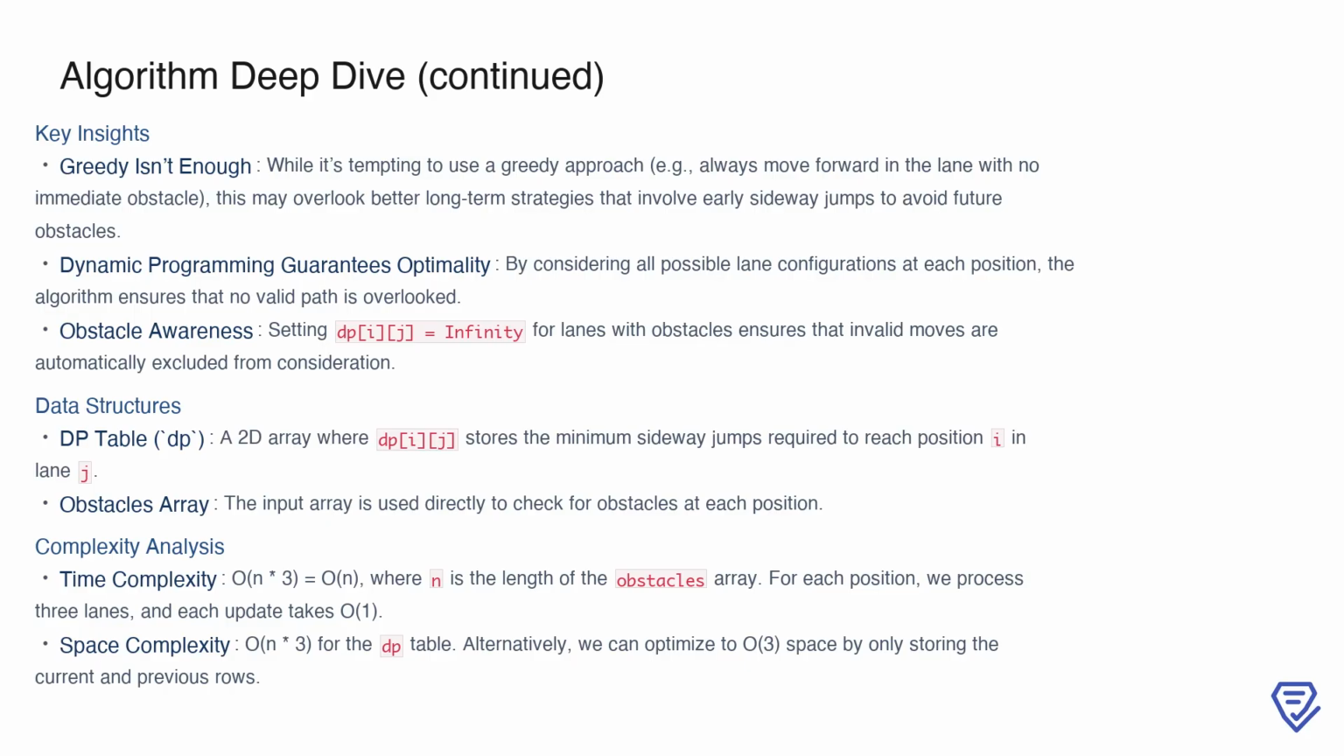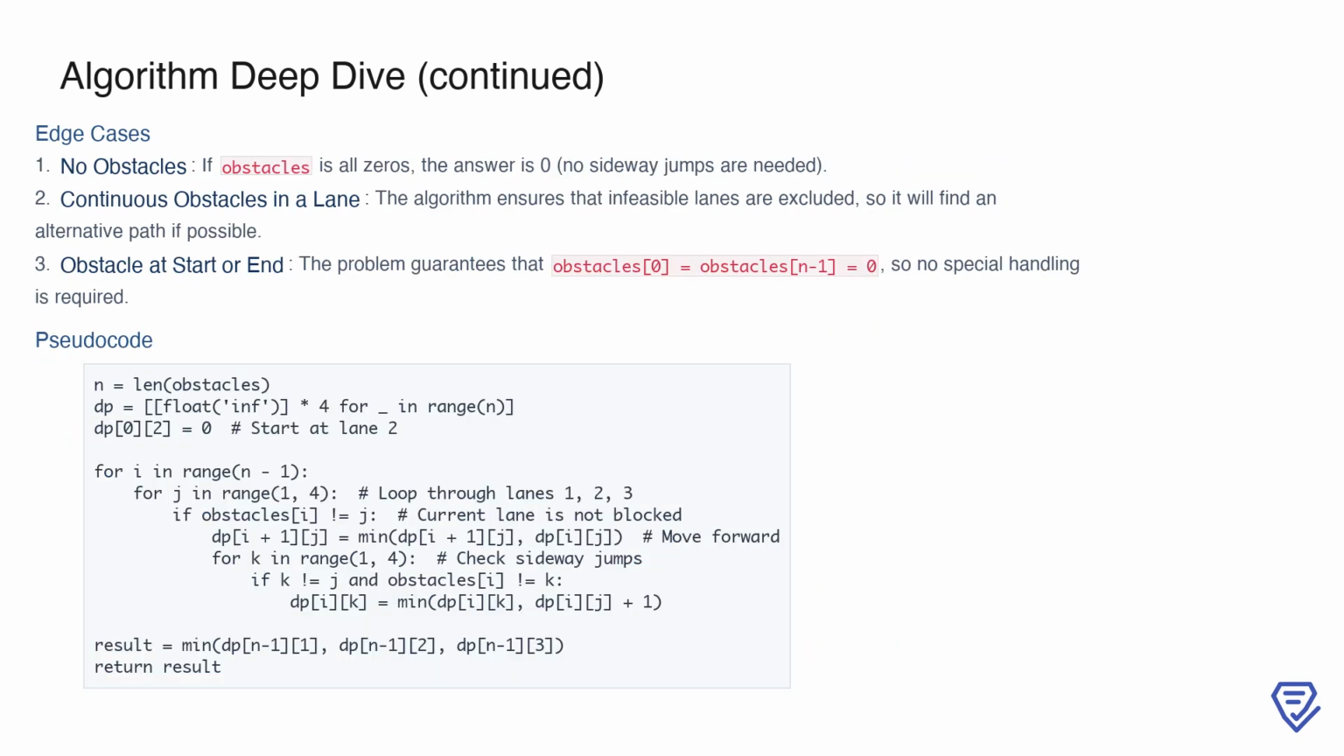In terms of efficiency, the time complexity is O(n), where n is the length of the obstacles array. This is because we only process 3 lanes per position. For space, the dp table requires O(n*3) space, though it can be optimized to O(3) by only retaining the current and previous rows. When solving this problem, it's important to handle certain edge cases.